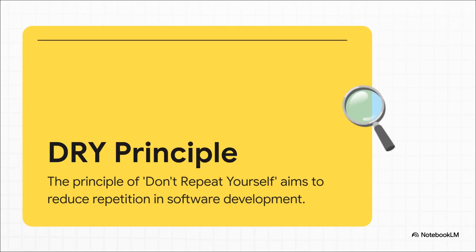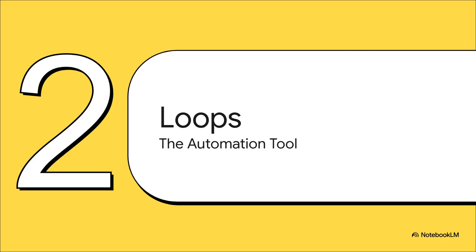And look, this isn't just about saving a few keystrokes. The real win here is that when your code is less repetitive, it's so much easier to read, to update, and to fix when something goes wrong. Think about it. If you need to make a change, you do it in one single spot, not in 10 different places. Okay, so if repeating yourself is the problem, what's the solution? Well, in Python, the answer is simple: loops.